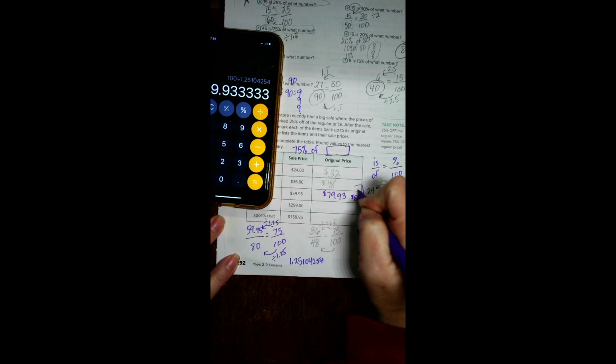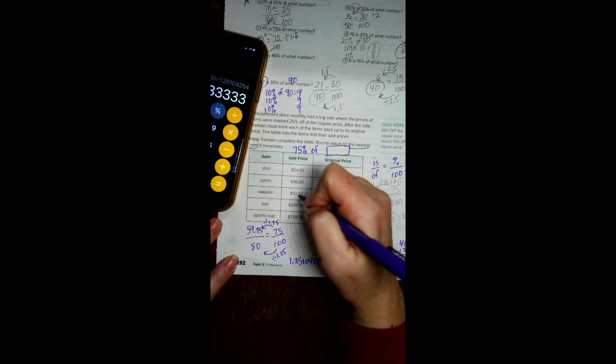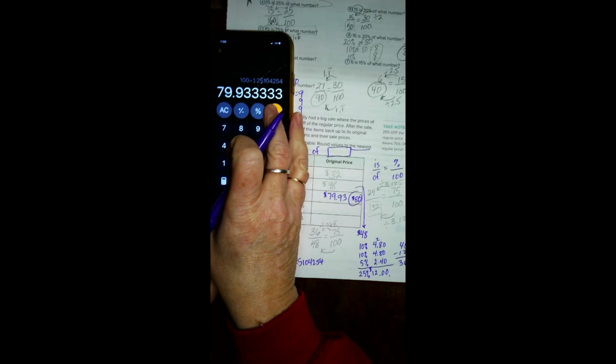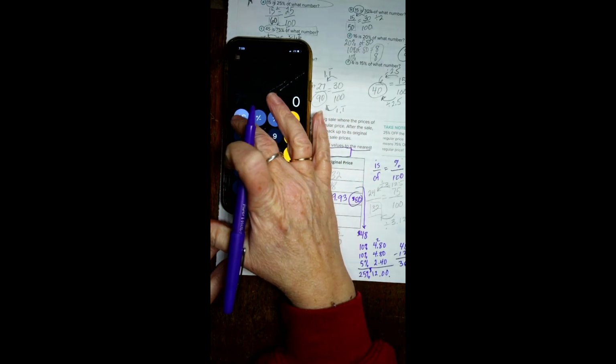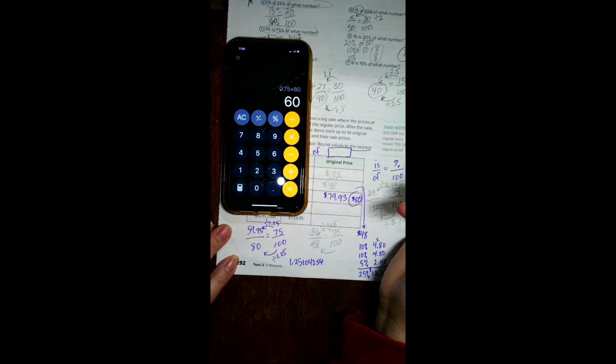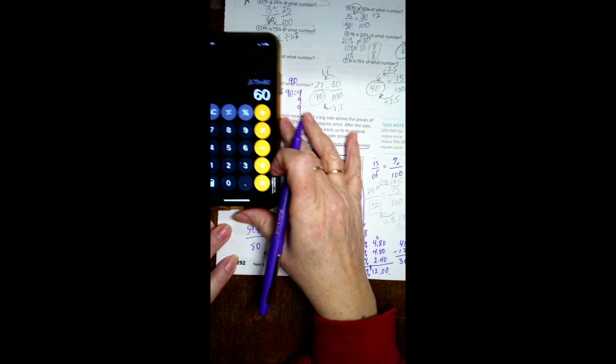$80 would be acceptable here because it told us to round the values to the nearest cent if necessary, well, I guess we rounded that part. So either one I would accept. $59.95 is not 75% of 80. 75% of 80 is really $60. So that's where there's a difference.